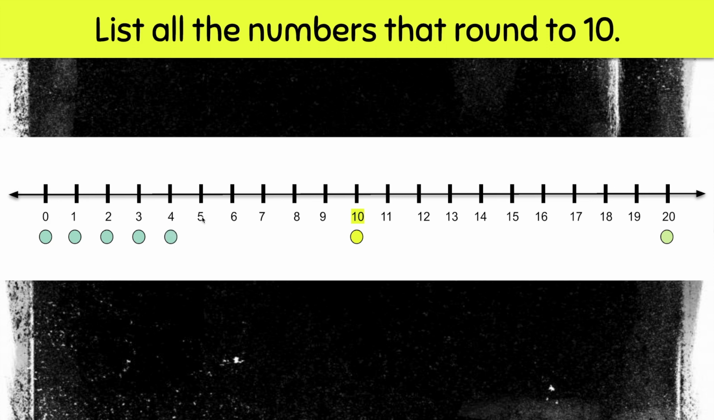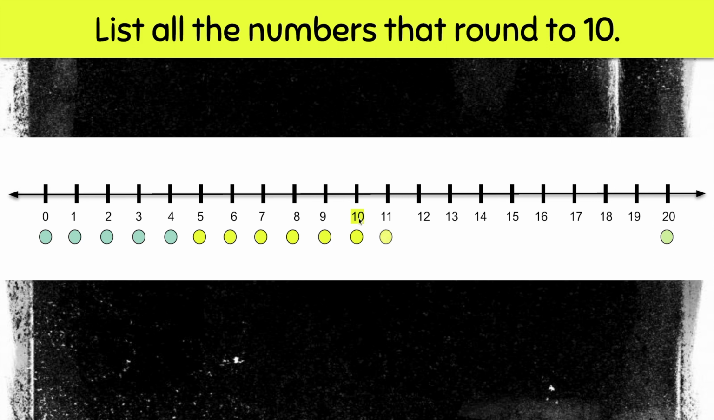Now 5 is halfway between 0 tens and 10, so we know that 5 will round up to 10. 6 is closer to 10. 7 is closer to 10 and further from 0 tens. 8 and 9 are also closer to 10 and further away from 0 tens. Now, halfway between 10 and our next 10, which is 20, is 15. We know anything halfway and greater will round up, and anything less than halfway will round down to 10.